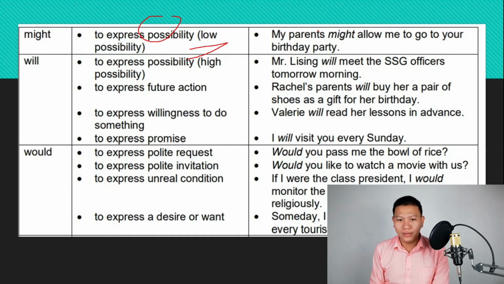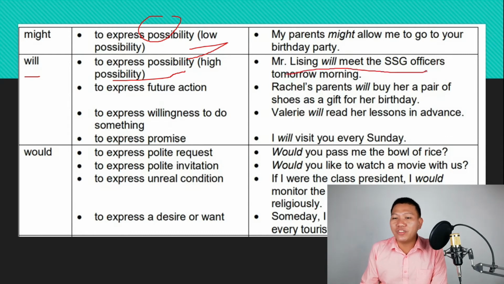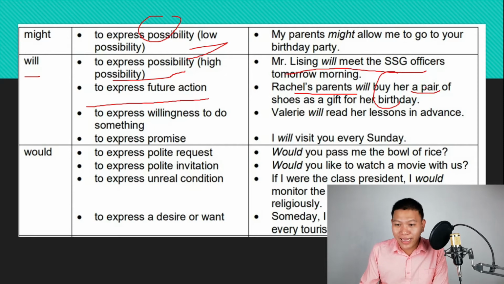Next we have will. Will is used to express possibility, high possibility. Mr. Lissing will meet the SSG advisors tomorrow morning. So there is a high possibility that it will happen. To express future action: Rachel's parents will buy. They have not yet bought her a pair of shoes, but they will buy it for her birthday.